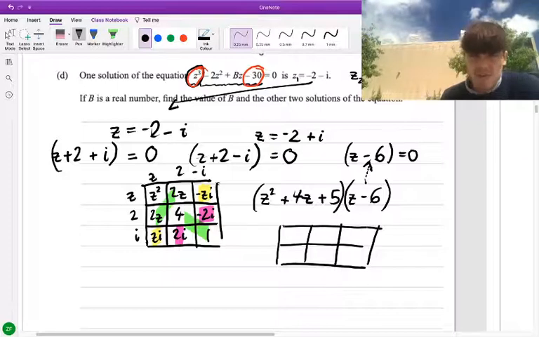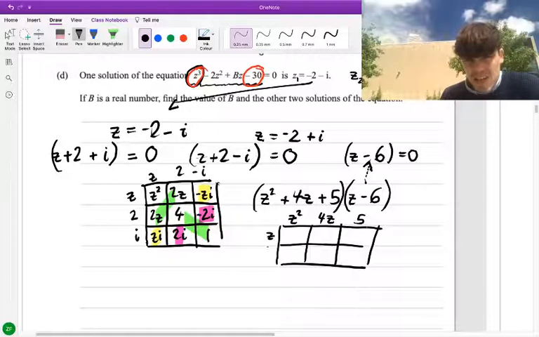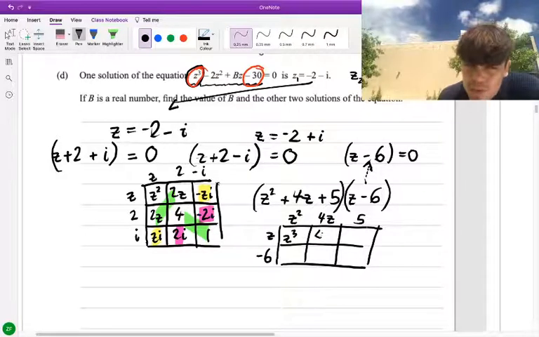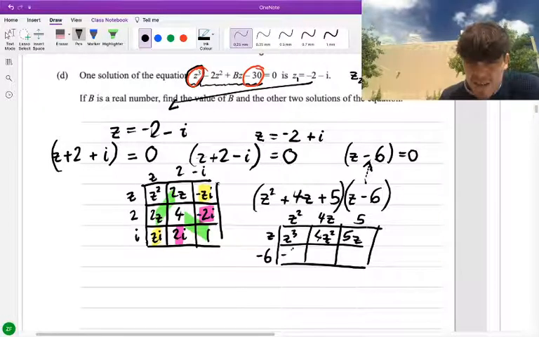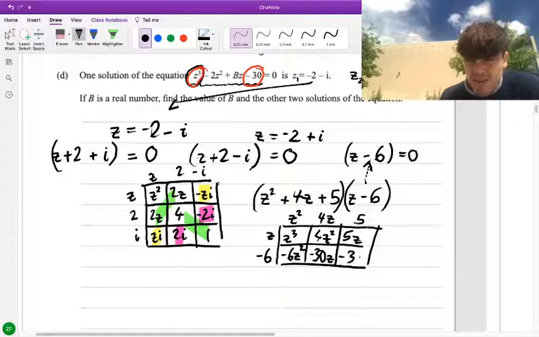I always like expanding with tables because it's easier to check your work. So I'm going to put my three from this one along the top, z, 4z, 5, and I'm going to put z and negative 6 on the left here. So z times z squared is z to the power 3, z times 4z is 4z squared, that's going to get us 5z, this is going to get us negative 6 z squared, this is going to get us negative 30 z, and this final one is going to get us negative 30.